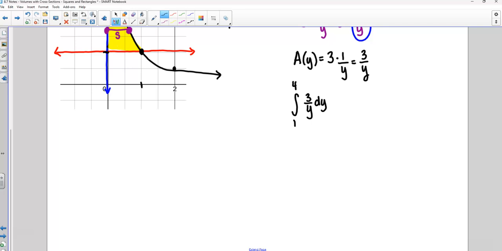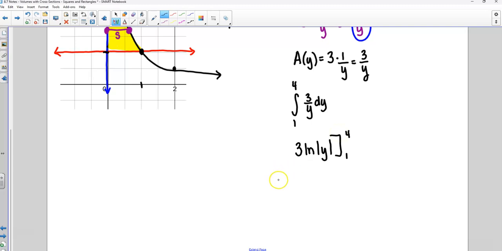Okay, this one's actually pretty easy to integrate if we remember our integral rules. What do we get when we integrate 3 over y? 3 natural log of y, absolute value of y, I guess. So 3 natural log absolute value of y, and we will evaluate that from 1 to 4.